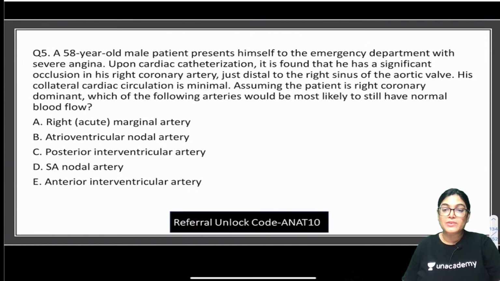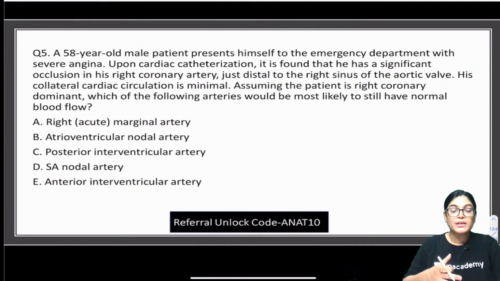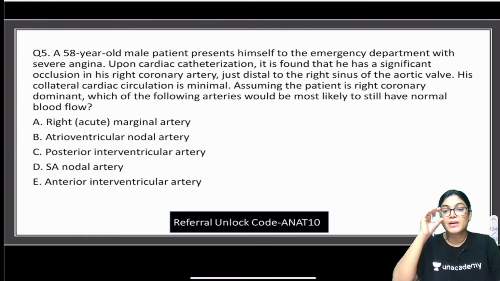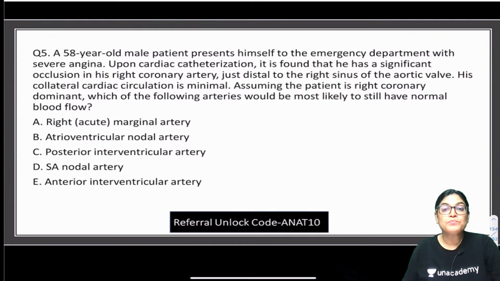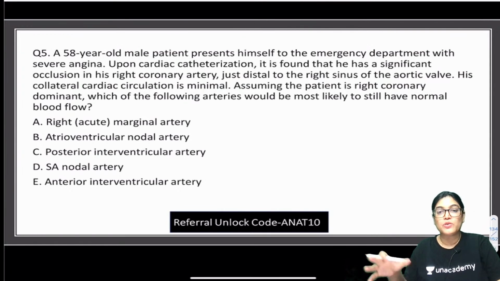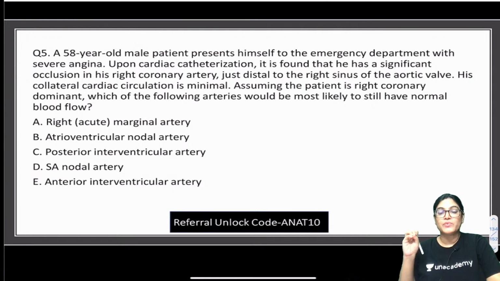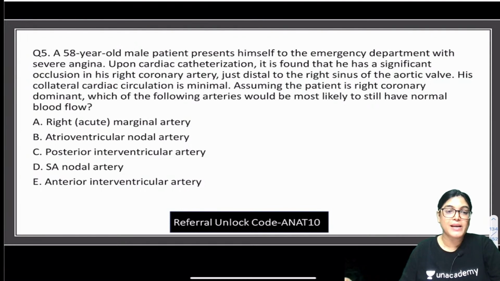The responsible artery is the posterior interventricular artery, and in 90% of cases the posterior interventricular artery is a branch of the right coronary artery. So here also the patient is right coronary dominant, having the right coronary artery as the dominant one. You have to tell me which of the following arteries will have normal blood flow. Five options are there, and the clinical scenario is given. It's very simple to solve this MCQ, so you can give the right answer.